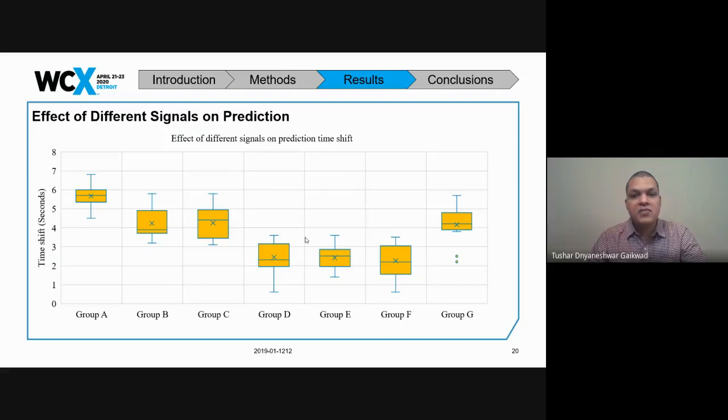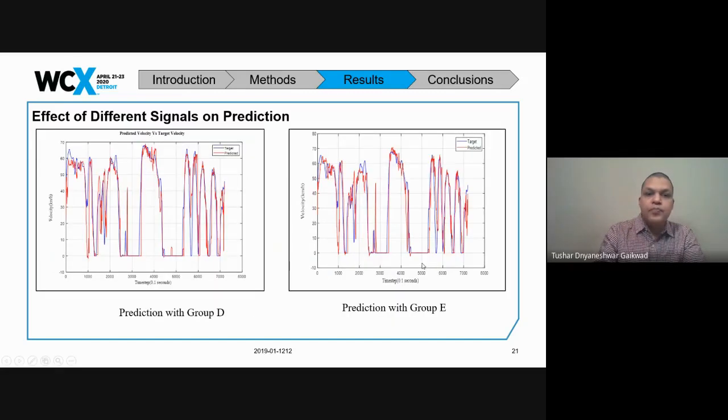Similarly, this is a box and whiskers plot for the effects of signals on the time shift of prediction. We can observe that groups with SPAT data have lower time shift. These plots show the target versus prediction for group D and group E for one drive instance.